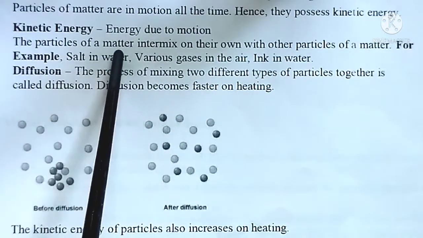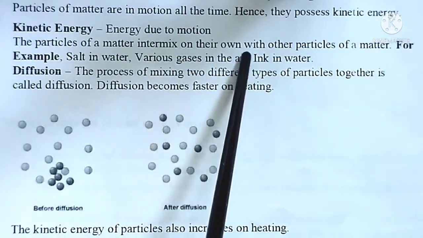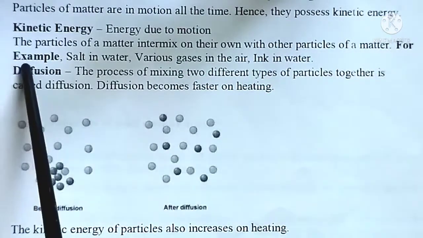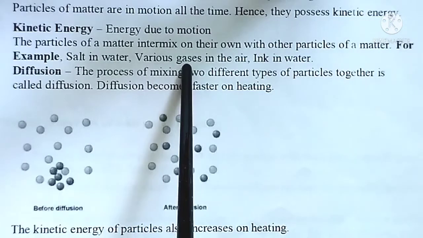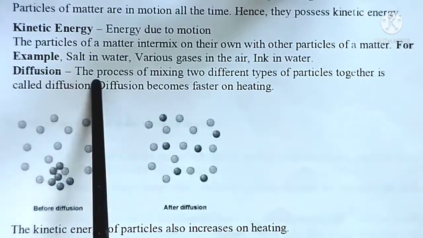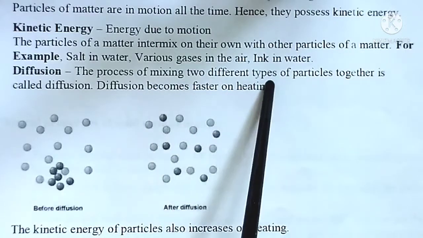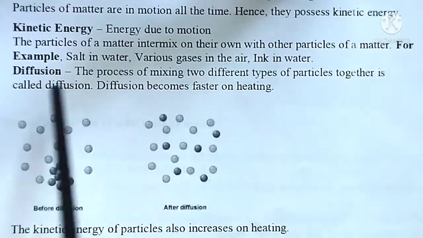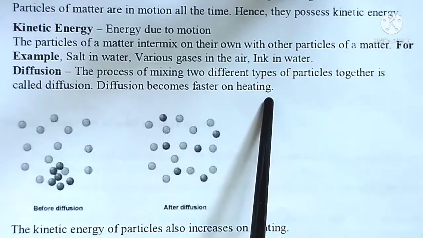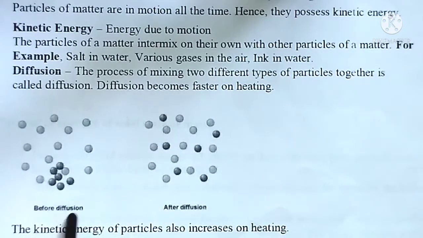The particles of matter intermix on their own with other particles of matter. For example, salt in water, various gases in the air, ink in water. Diffusion. The process of mixing 2 different types of particles together is called diffusion. Diffusion becomes faster on heating. Before diffusion, after diffusion. The kinetic energy of particles also increases on heating.